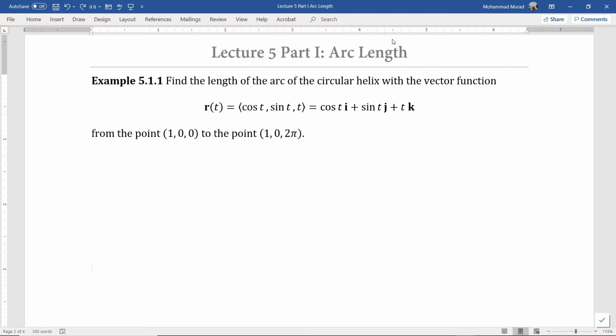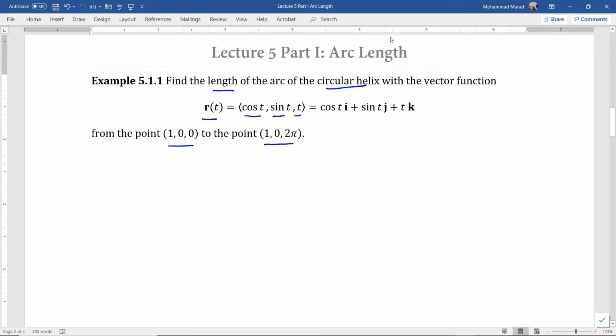Let's have a look at an example. Find the length of the arc of the circular helix with the vector function r of t with the component functions cosine of t, sine of t, and t, from the point with coordinates 1, 0, 0 to the point with coordinates 1, 0, 2 pi.